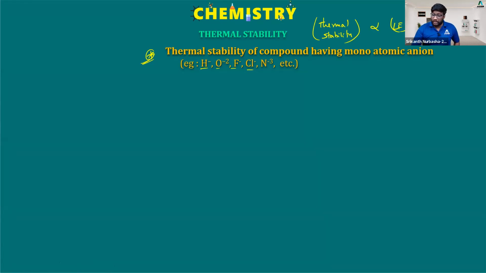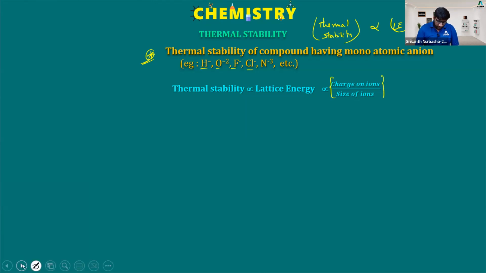Understand these differences carefully. With a small size common ion, lattice energy is dominant. With a large size common ion, hydration enthalpy is dominant if you compare solubility. If you are talking about thermal stability, for a polyatomic anion, thermal stability is inversely proportional to polarizing power. With a monoatomic anion, thermal stability is directly proportional to lattice energy. Lattice energy again is directly proportional to the charge of the ions and inversely proportional to the size of the ions.